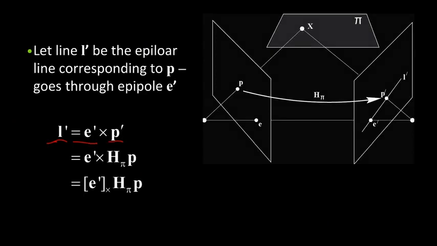But wait, we said that there's a homography H that maps between P prime and P. So I'm just going to substitute H times P for P prime. Okay, no problem. Then I'm going to use something else you learned just last time: a cross product can be written as this little matrix operator, right? Okay, great. So that says L prime is just equal to this cross product operator on E prime, times H, the homography, times P. Right?